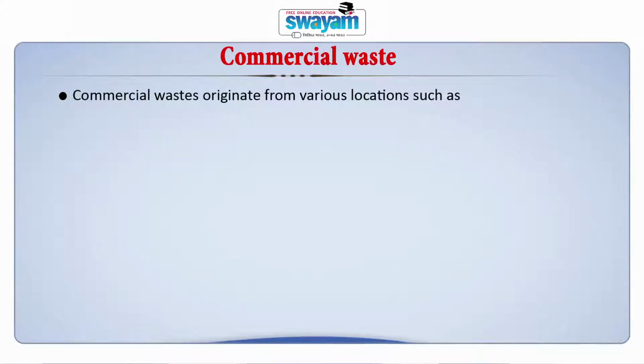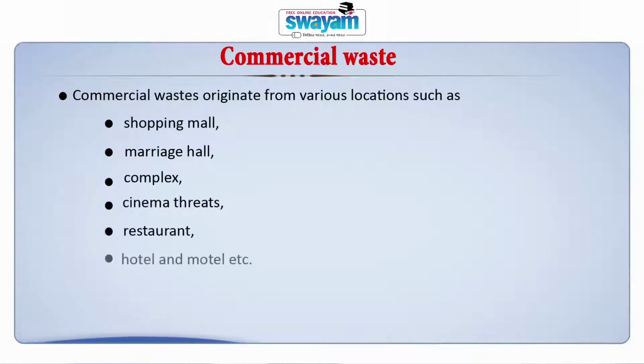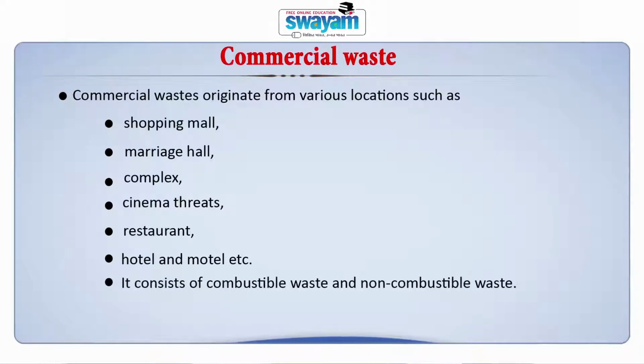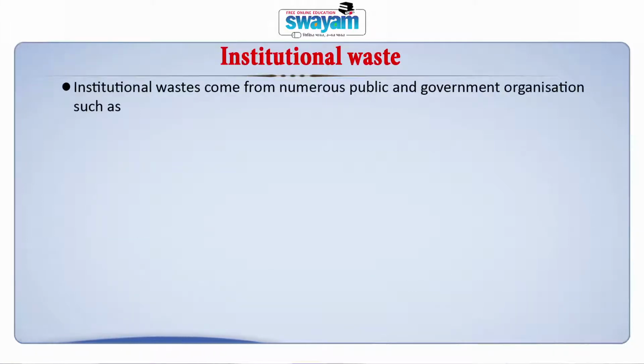The second source from where the solid waste is generated is the commercial waste. Commercial waste originates from sources like shopping malls, marriage halls, shopping complexes, cinema theatres, restaurants, hotels, motels and other sources. It consists of both combustible as well as non-combustible waste. The customers, site managers and owners are responsible for the generation as well as disposal of this type of waste.